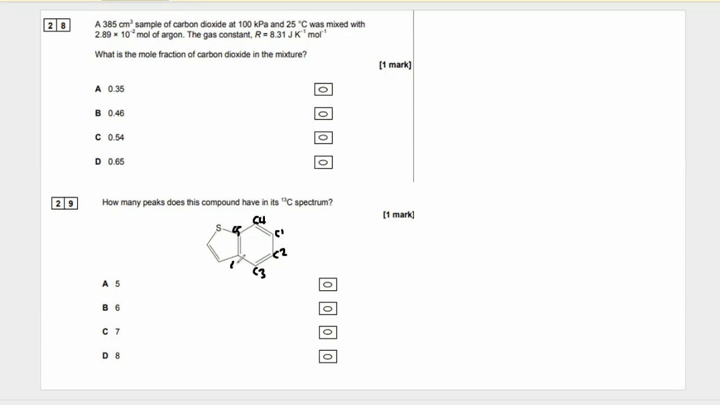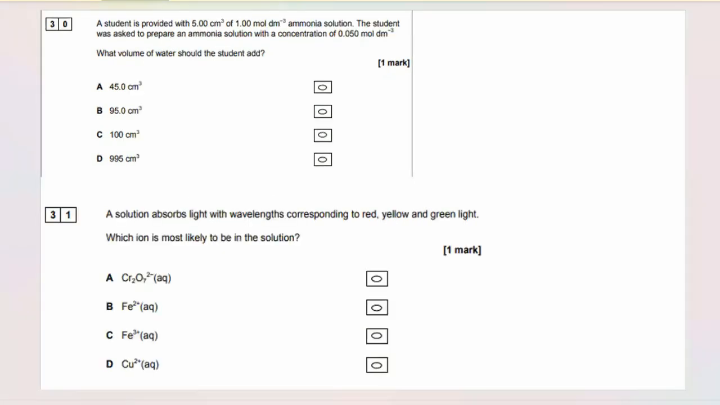Then if we look at C5 and C6, and then C7 and C8, they're all completely different. Because it's not a symmetrical molecule, none of them are attached in the same way. So there's 8 different carbons, so there'll be 8 peaks in a C13 spectrum. Right, let's move on to question 30.